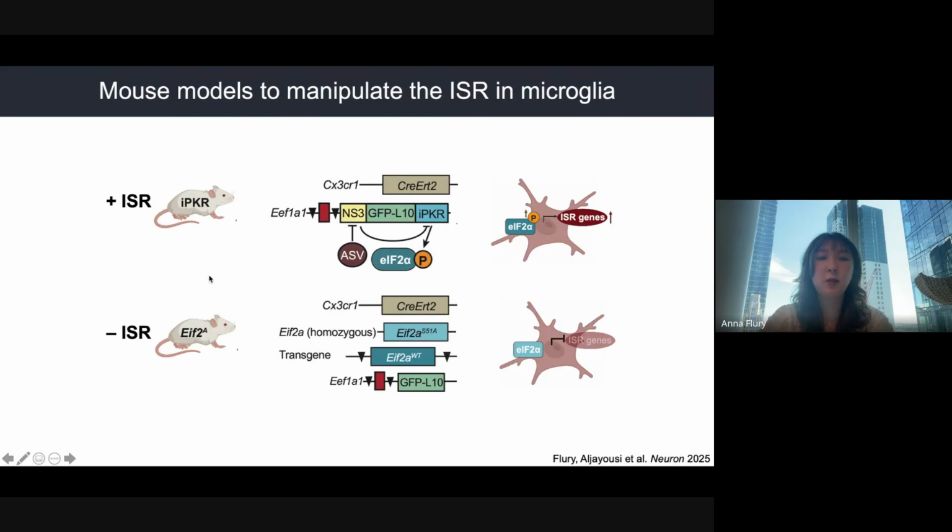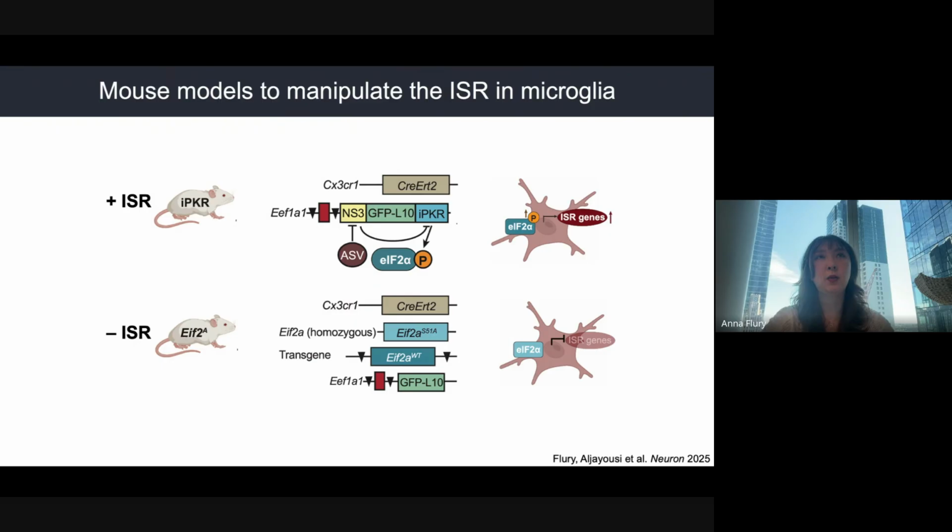And so to manipulate the stress levels in microglia, we use 2 mouse models, which I won't explain in depth here, but if you'd like a more in-depth explanation, feel free to ask me at the end of the talk. But essentially what you need to know is that one of the mouse models, we can activate ISR in microglia specifically, and the other model, we can inhibit ISR in microglia specifically. So they do opposite things.